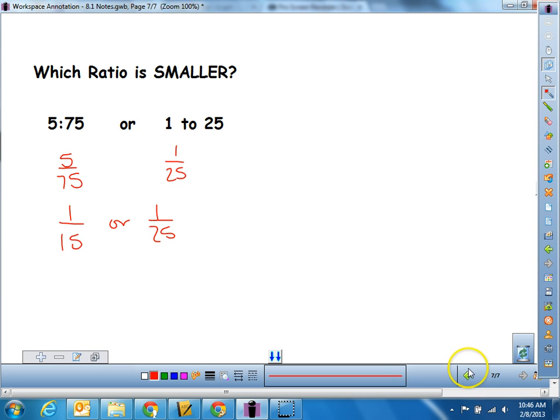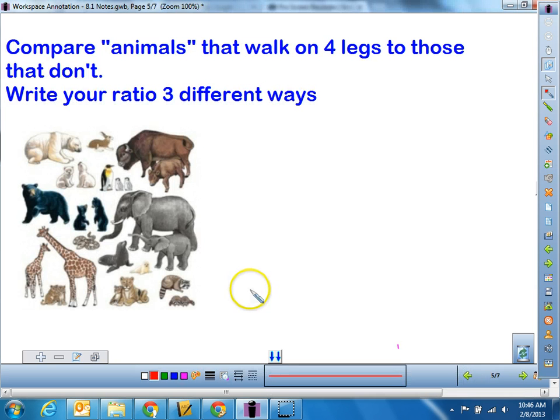So with that, I want you to make sure that you finish this problem on your own. Compare the animals that walk on 4 legs to those that don't. Make sure you get that first slide written down as to what is a ratio.